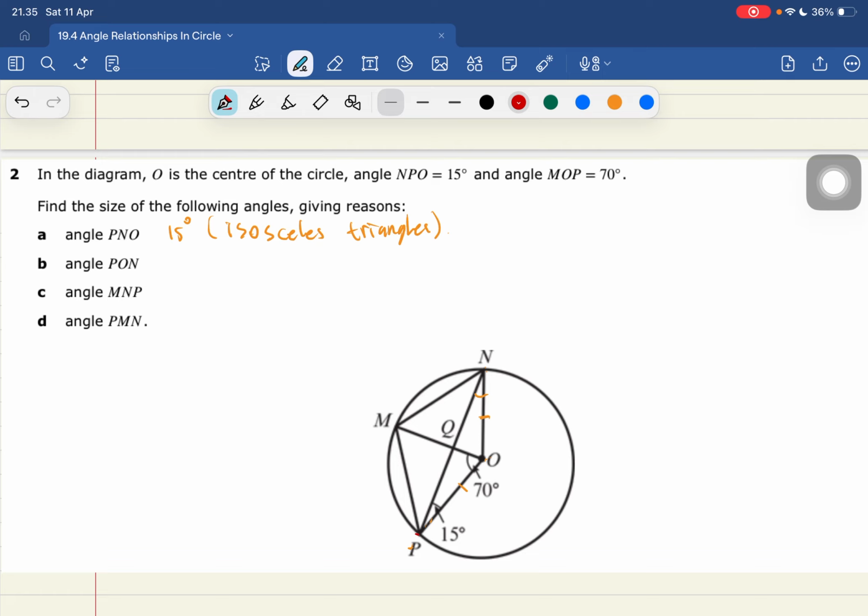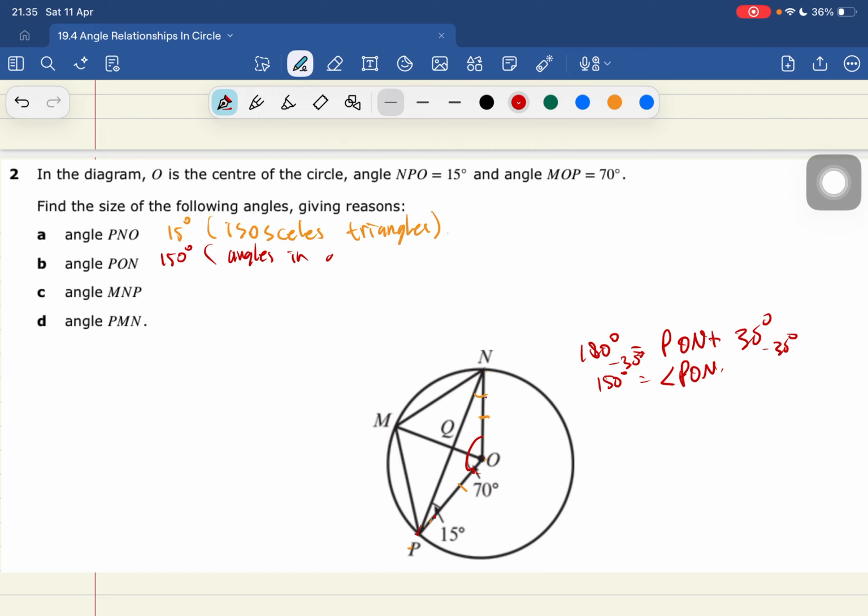Next, PON. This angle. This is 15, so 180 equals PON plus 30 degrees. So for the angle PON, we minus 30 degrees from both sides, equal to 150 degrees. Here is 150 degrees. The reason is because the angles in a triangle total 180.